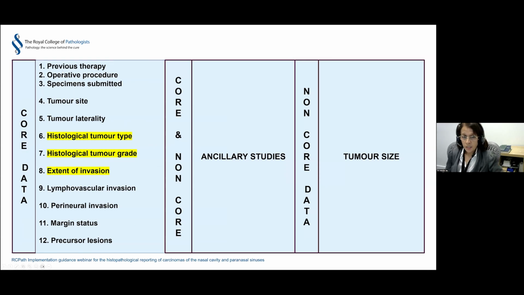So the initial three data items should ideally be provided by the clinicians, but we should make an attempt to get that information if they don't do that. That's the previous therapy, the operative procedure, and the specimen submitted. The tumor site and laterality obviously is usually provided, but that's important as well.